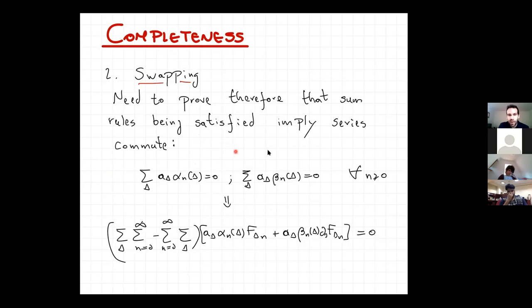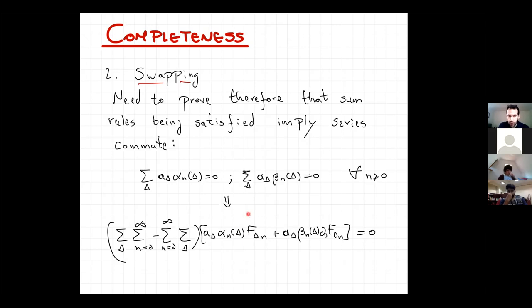So in any case, what we have shown is that if we can argue that satisfying these sum rules implies that this swapping condition holds, that we can swap the series, then we are done. Because we can come here, swap the series, and then we get zero. So really, this is the crux of the matter: proving that this implies this.